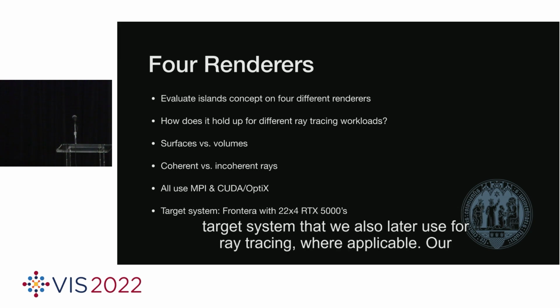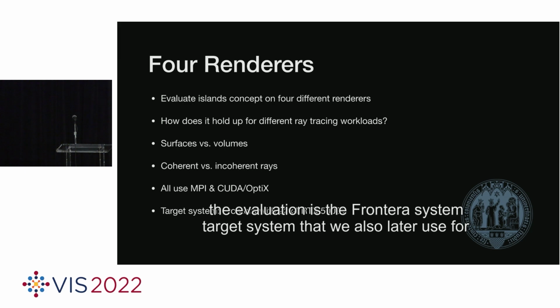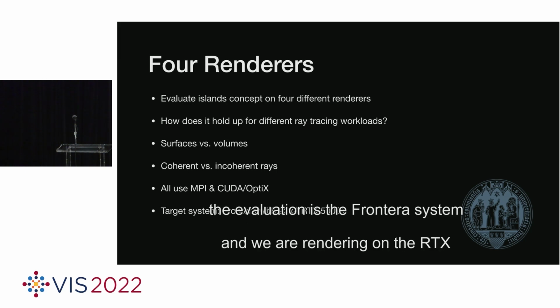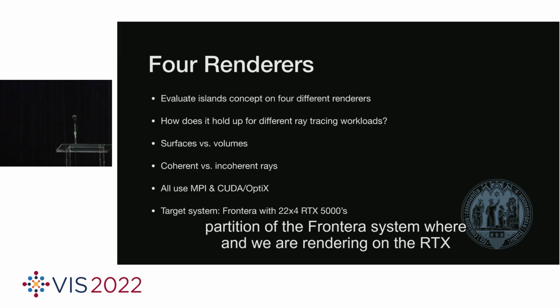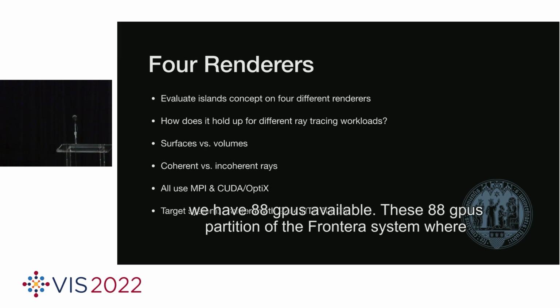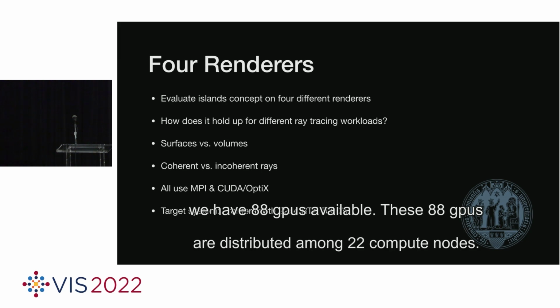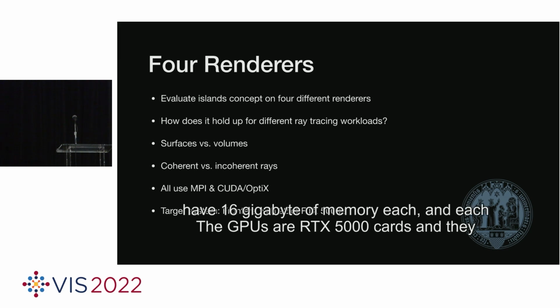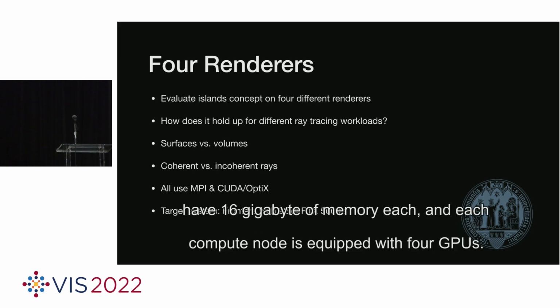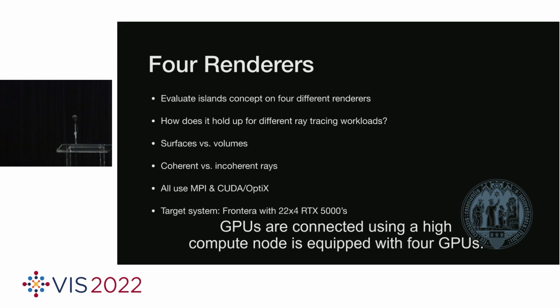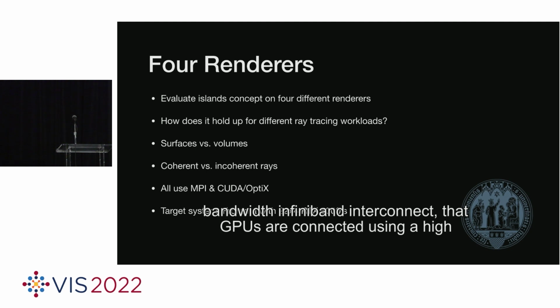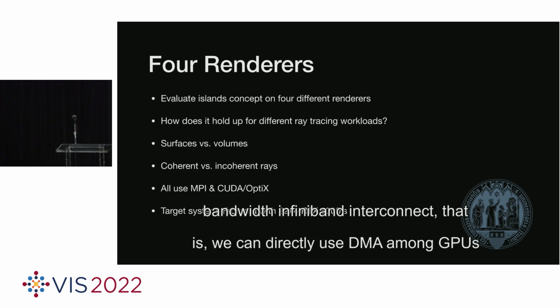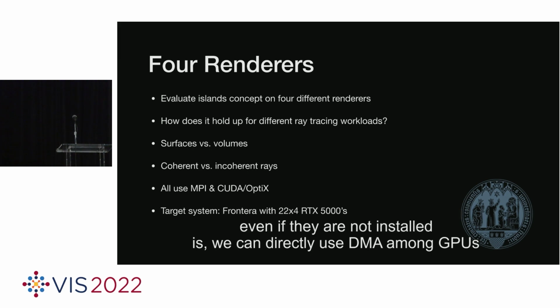Our target system that we also later use for the evaluation is the Frontera system. We are rendering on the RTX partition of the Frontera system, where we have 88 GPUs available. These 88 GPUs are distributed among 22 compute nodes. The GPUs are RTX 5000 cards, and they have 16 gigabytes of memory each. Each compute node is equipped with 4 GPUs, and the GPUs are connected using a high bandwidth InfiniBand interconnect. That is, we can directly use DMA among GPUs, even if they are not installed in the same node.